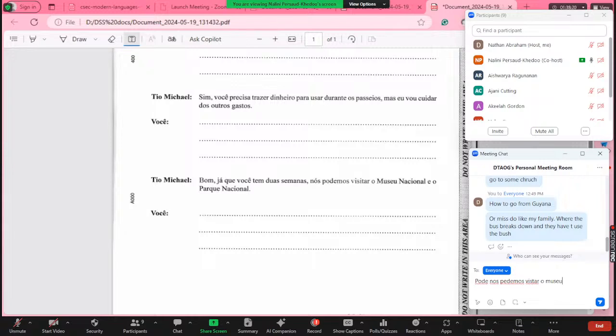No response? What question will you ask to get this answer? You could say, nós podemos visitar o Museu Nacional e o Parque Nacional, with the question mark. Can we visit the museum and the national park? Okay, yeah, that could be one response. You're being specific and he's saying good. But then look at how it's structured. He didn't respond directly to such a question to say, yes, we can visit. He's saying, good, now that you already have 2 weeks, we can. So you've got to form a question around this 2 weeks that he's talking about.